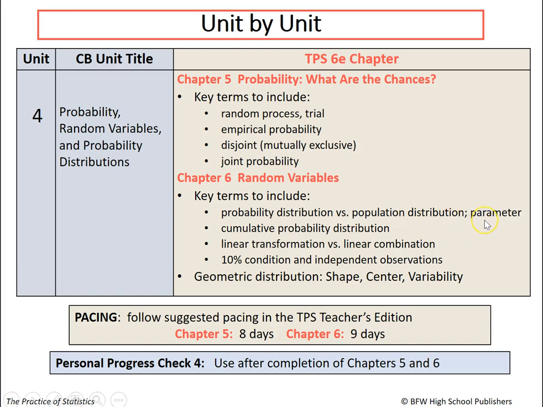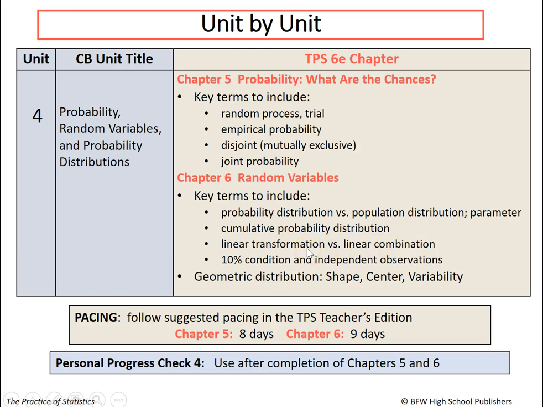And therefore, a parameter of a probability distribution, like the mean or standard deviation, can be used to represent the mean and standard deviation of a population distribution. A cumulative probability distribution, like binomCDF, helps you figure out the probability of getting a value less than or equal to a specified number.